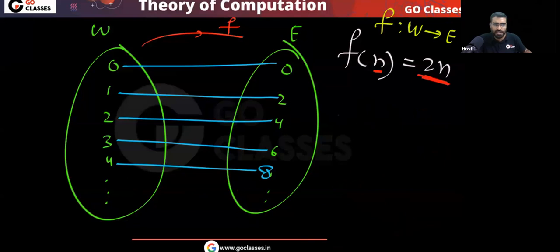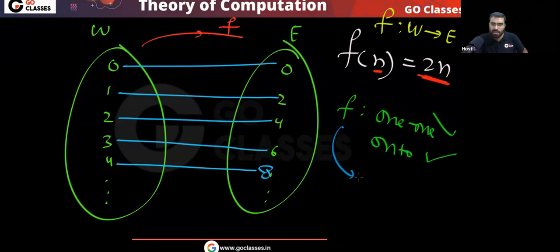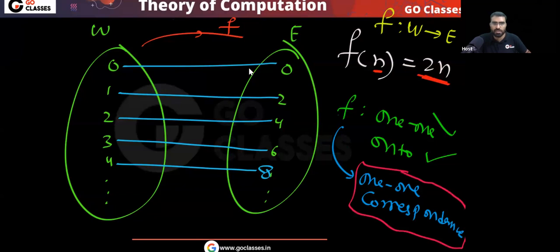So can I say this is a bijection? Remember, F is one-to-one also, and F is onto also. So I can say F is a one-to-one correspondence, right? Yes or no? Please notice what is happening here. Every element here is mapped to a unique element here. So there is a one-to-one correspondence.